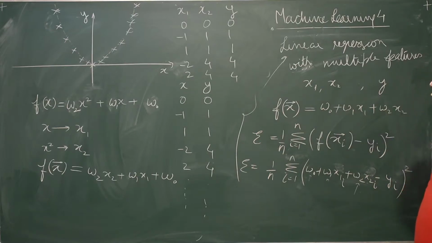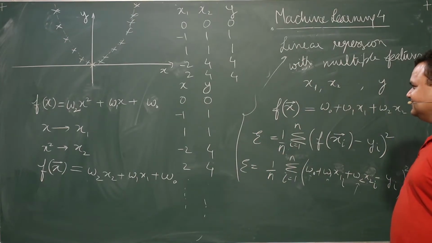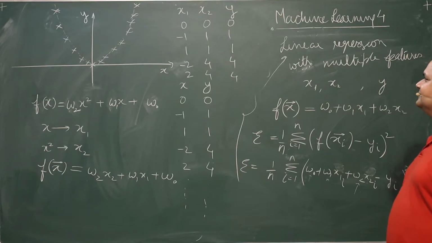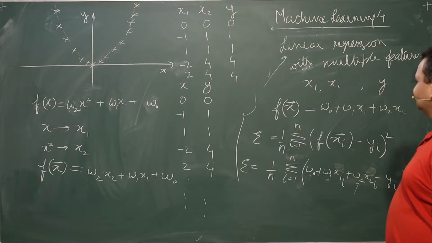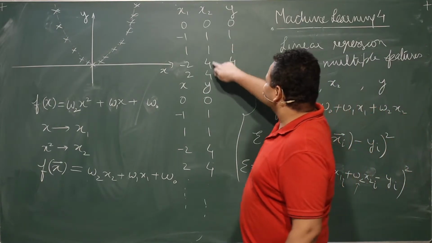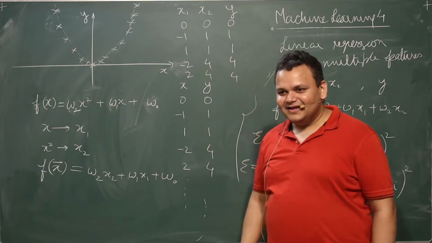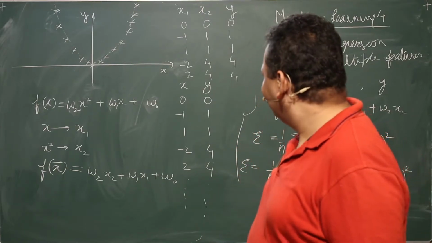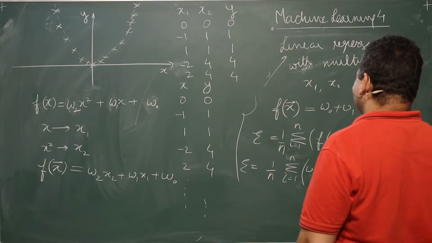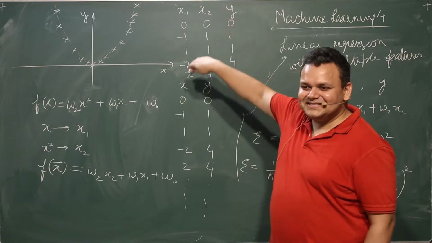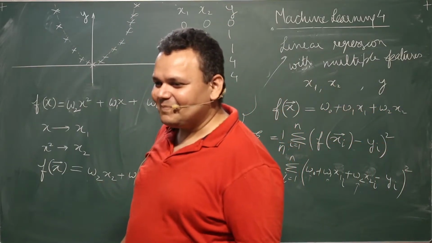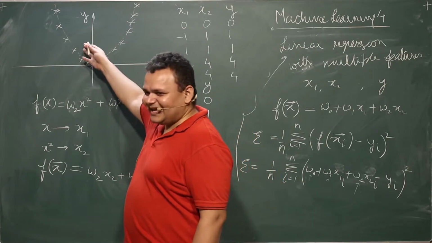So W0 is 0, and W1 can be minus 1. Sorry, W2 must be minus 1. See here, what is the value of y? Sir, W2 is 1 and the other two are 0. Yes. So look at this: y is exactly the same as x2. And based on this graph, it should be the case also.